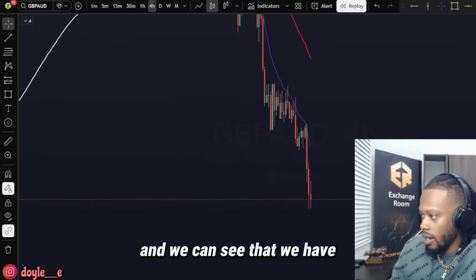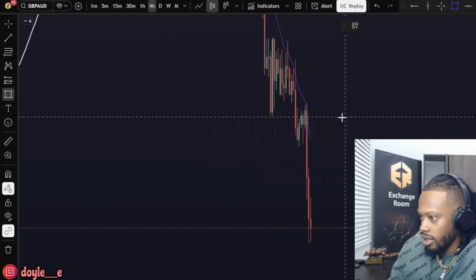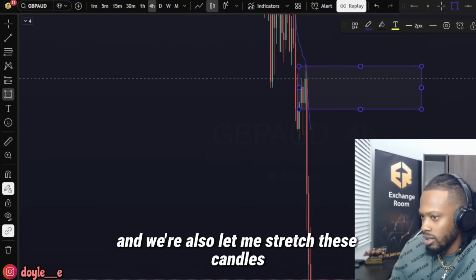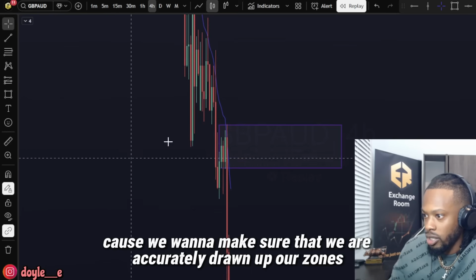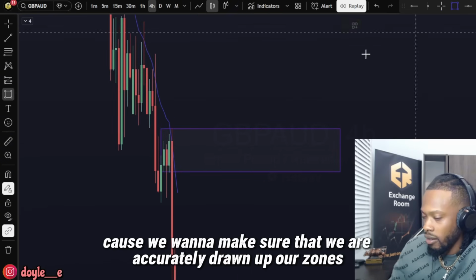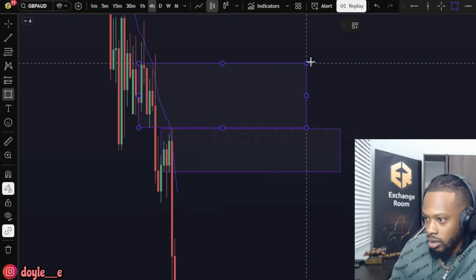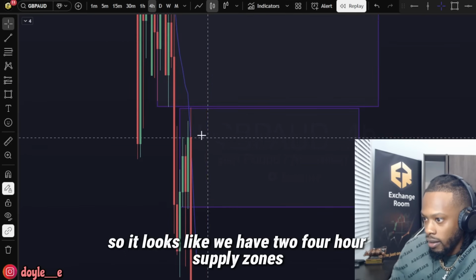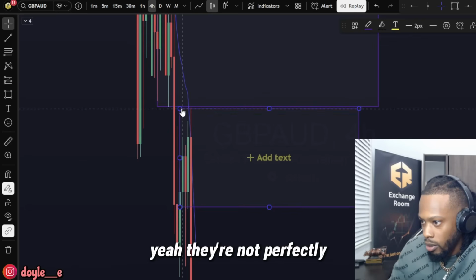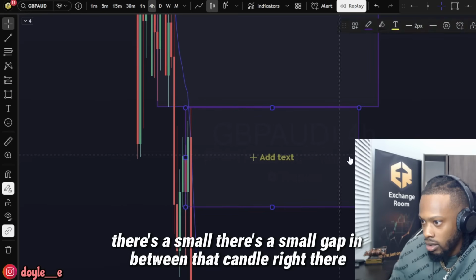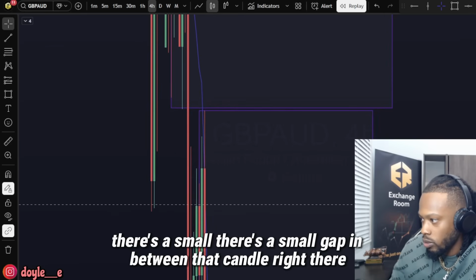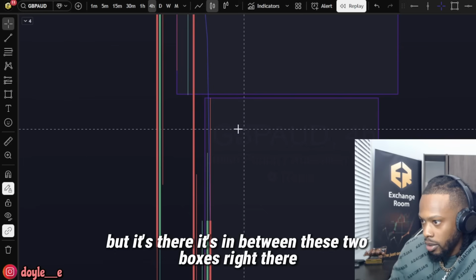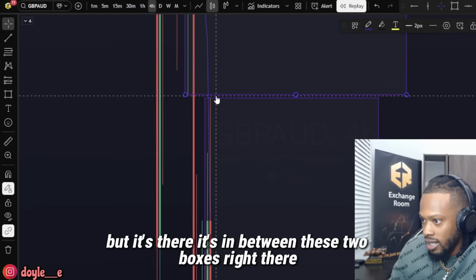And we can see that we have a 4-hour supply right here. Let me stretch these candles, because we want to make sure that we are accurately drawing up our zones. So it looks like we have 2 4-hour supply zones. They're not perfectly aligned. There's a small gap in between that candle right there. Very, very small, but it's there. It's in between these 2 boxes right there.